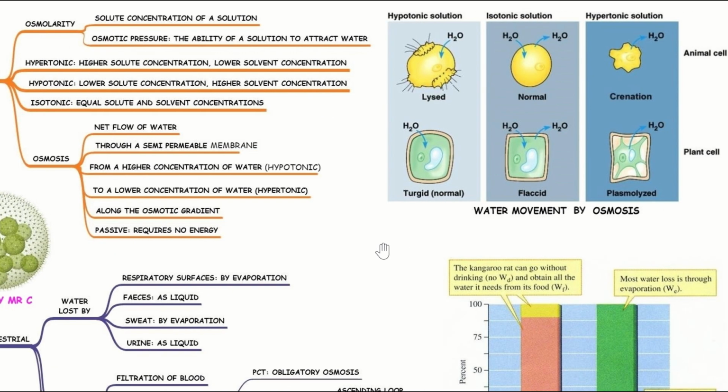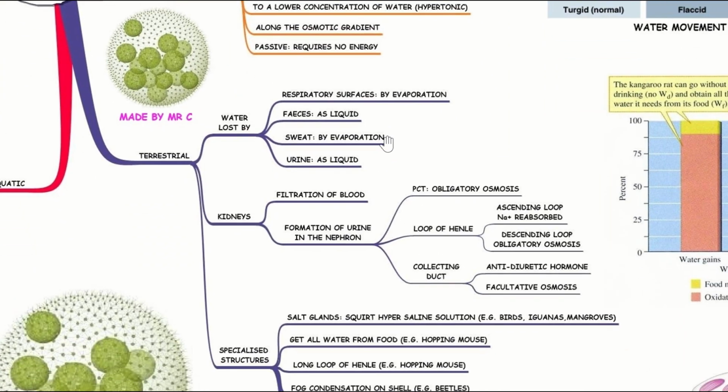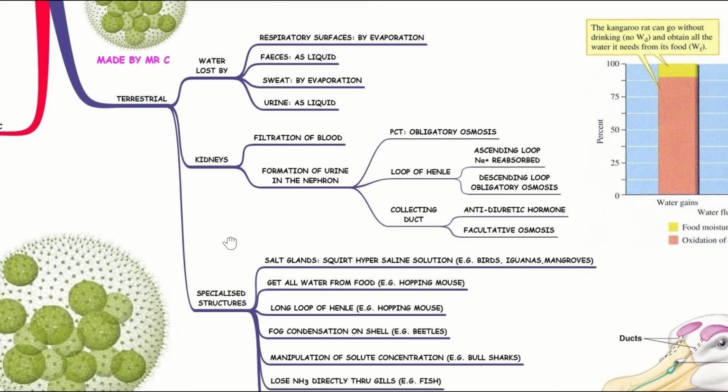We don't need to worry too much about the movement of water or the loss of water, the movement of water via osmosis in plants and animals and what they're called. That's mainly for year 11. So we'll go down to here for terrestrial organisms.